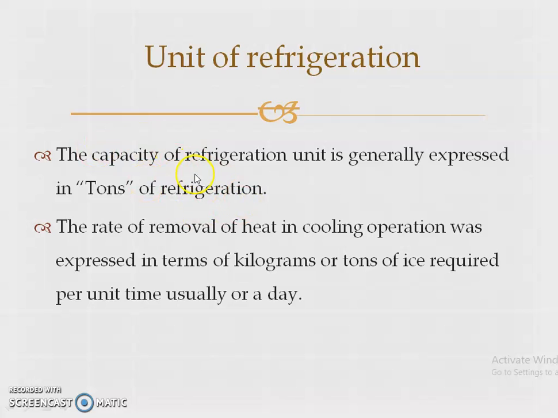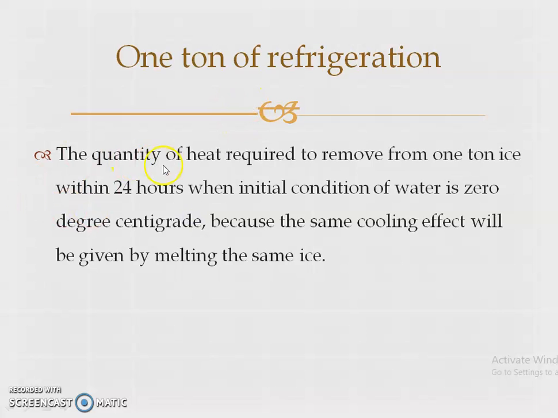One ton of refrigeration is based on 24 hours and 38 degrees Fahrenheit. We have to calculate that one ton of refrigeration. Generally in India, one ton of refrigeration requires 3.5 kilowatt. It is the quantity of heat required to be removed from one ton of water in 24 hours, with the initial condition of water at 38 degrees Fahrenheit, because the same cooling effect will be given by melting the same ice.